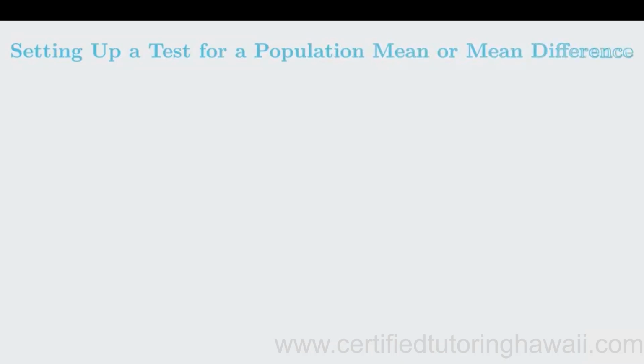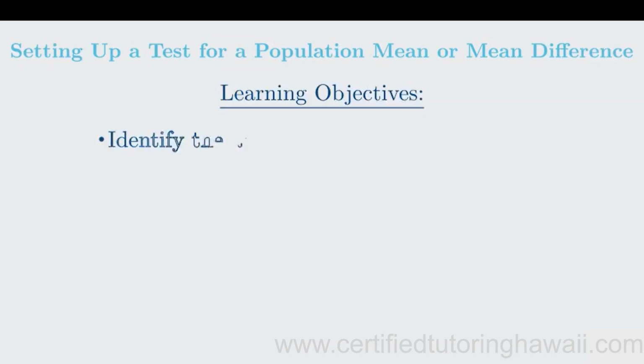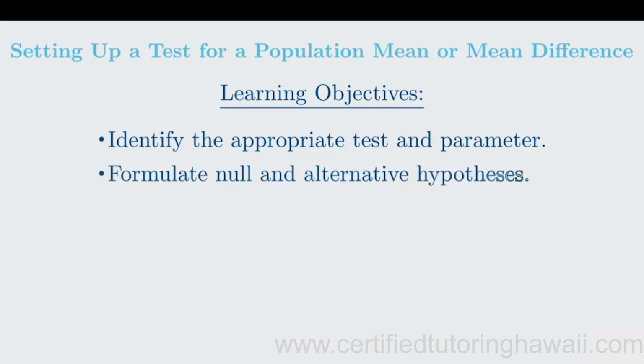Welcome to AP Statistics. Today we are tackling topic 4.4, setting up a test for a population mean or population mean difference. By the end of this lesson, you will be able to identify the appropriate testing method when the population standard deviation is unknown, define your parameters and hypotheses, and justify your choice by verifying the necessary conditions. These skills are foundational for performing what we call a one-sample t-test.